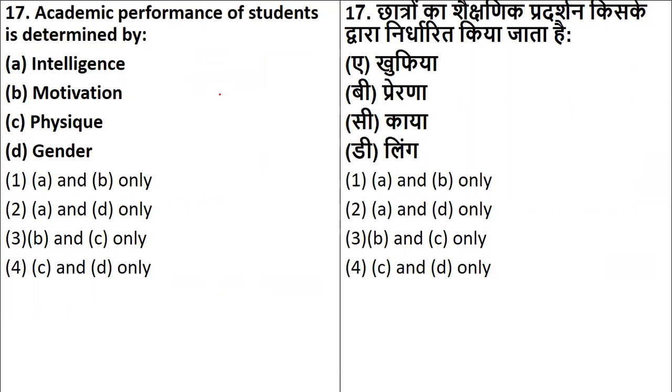So obviously, this is a very generic question. You should not go wrong. Such questions can also be a part, but you should be very alert. So what is the parameter on which academic performance will be determined? It will be only intelligence and motivation. Physics and gender is not a right option. In fact, it is talking about an unfair attitude of giving importance to these factors.